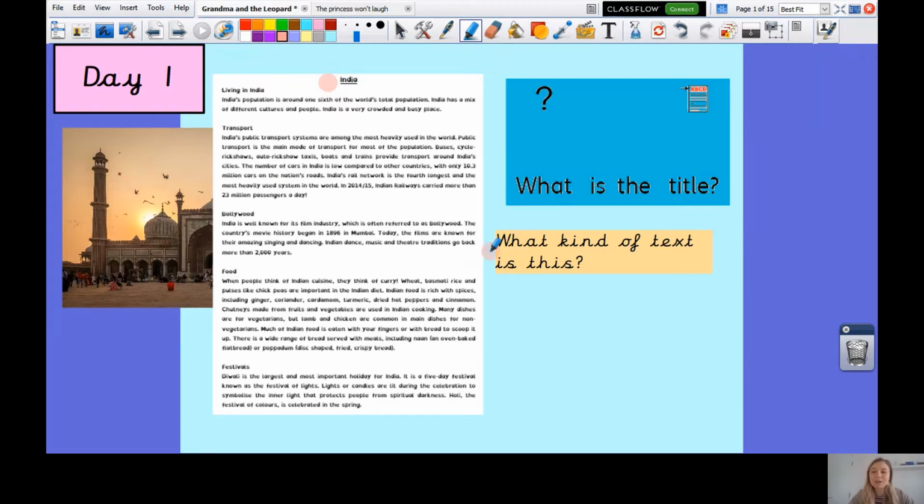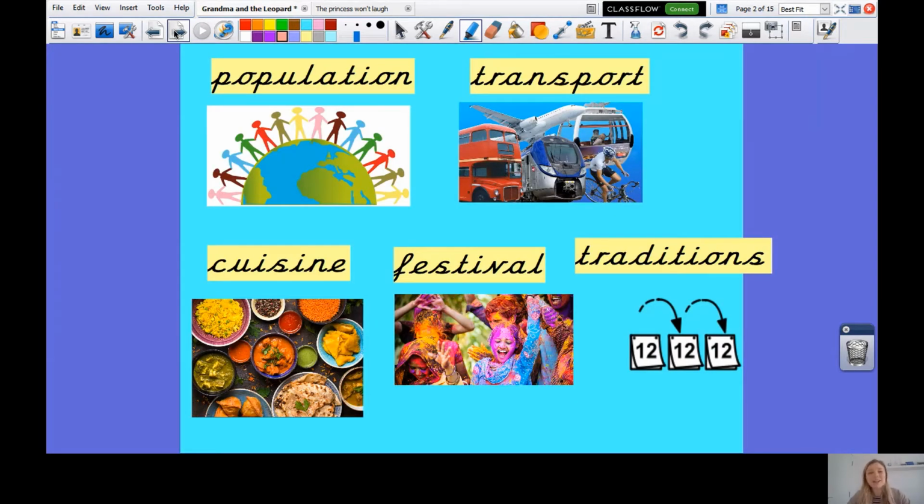My second question for you is, what kind of text is this? Now remember, this is real information. So, is it a fiction text or is it a non-fiction text? Tell me in 3, 2, 1. It's a non-fiction text.